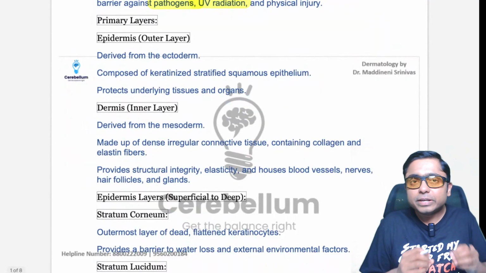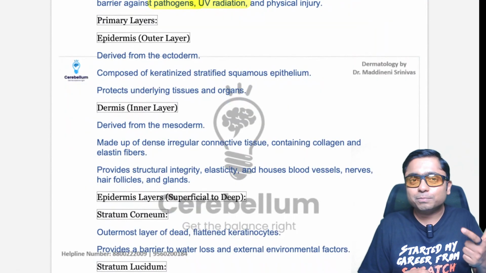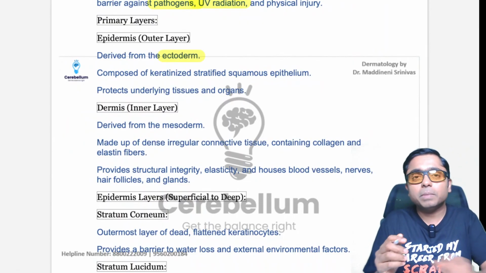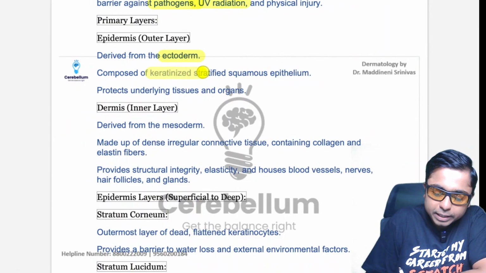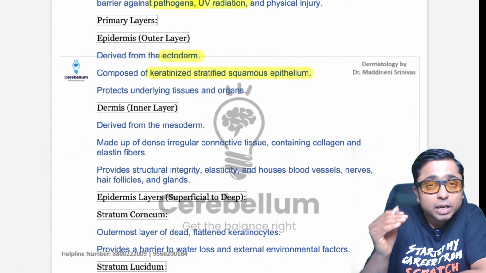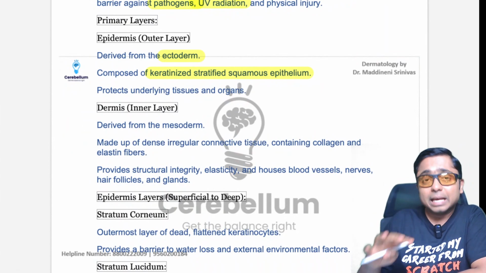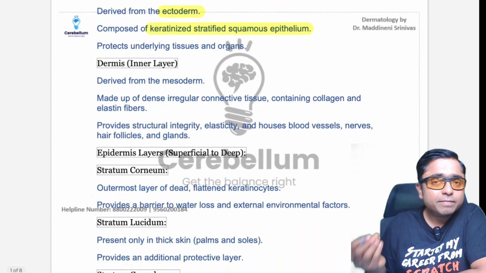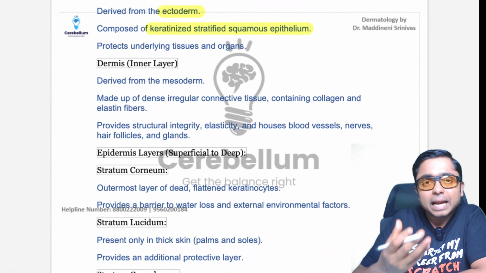And skin has three important layers: epidermis, dermis, and hypodermis. Epidermis is the outermost layer, and it is derived from the ectoderm. And remember, it is composed of keratinized stratified squamous epithelium. Whatever are the important points I'm going to highlight in this particular presentation, and anything else if they are important, I will tell, and also I will write down.